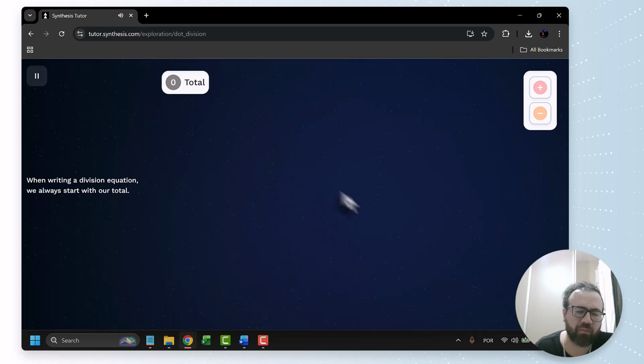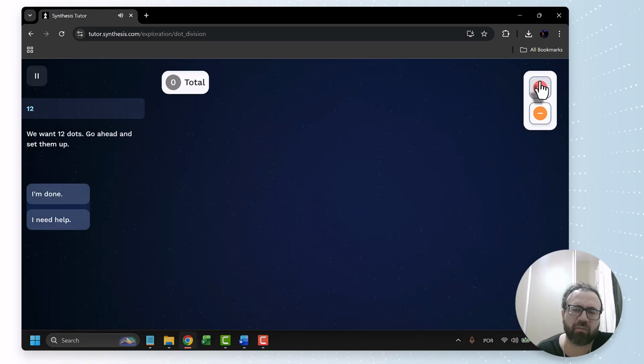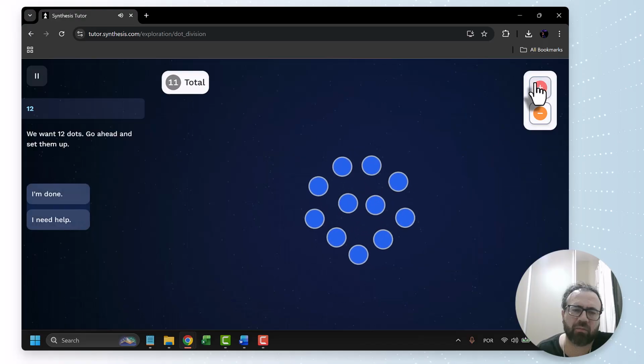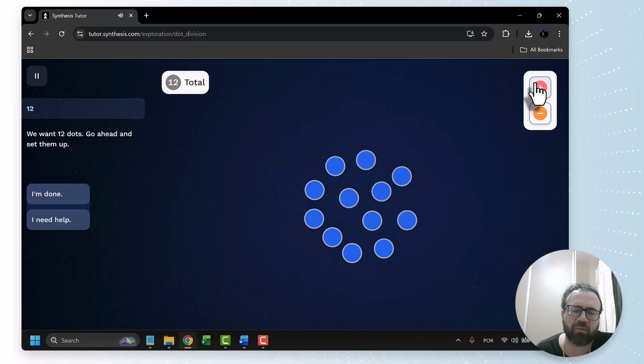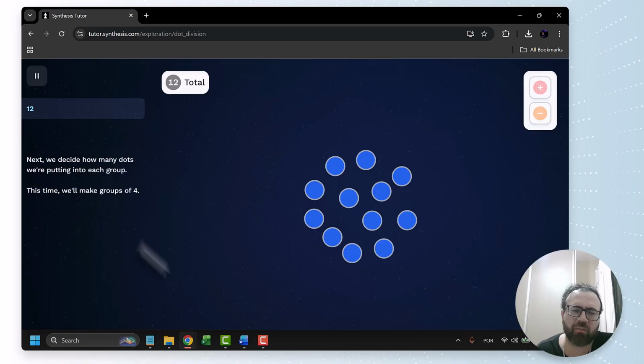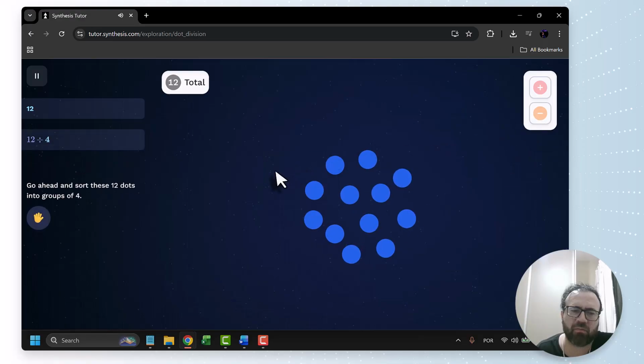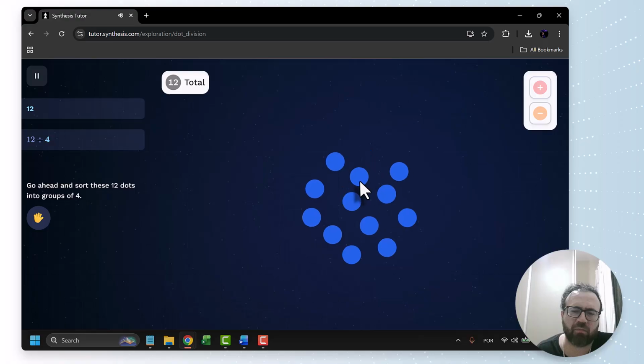When writing a division equation, we always start with our total. We want 12 dots. Go ahead and set them up. Nice. Next, we decide how many dots we're putting into each group. This time, we'll make groups of 4. Go ahead and sort these 12 dots into groups of 4.